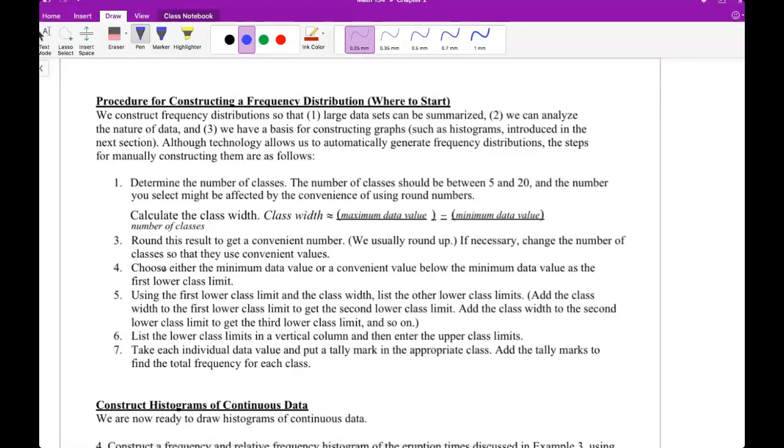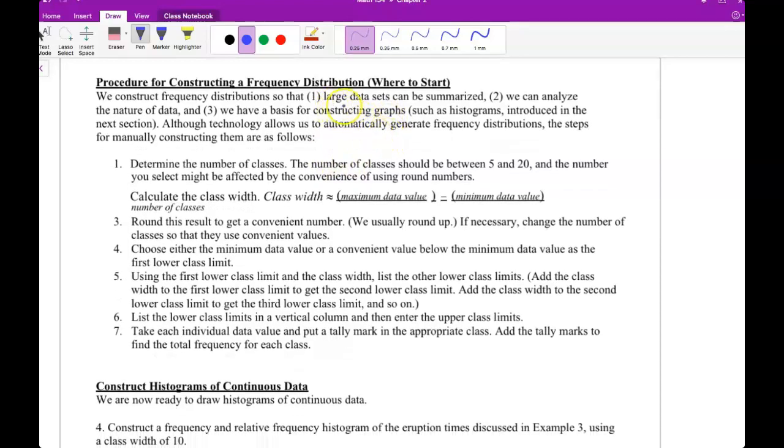Next page, procedure for constructing frequency distribution. Okay, we construct frequency distribution so that large data sets can be summarized. We want to summarize our data. That's why we're constructing frequency distribution. So this is one reason for that. The other one, we can analyze the nature of data. And also we have a basis for constructing graphs, such as histograms, introduced in the next section.